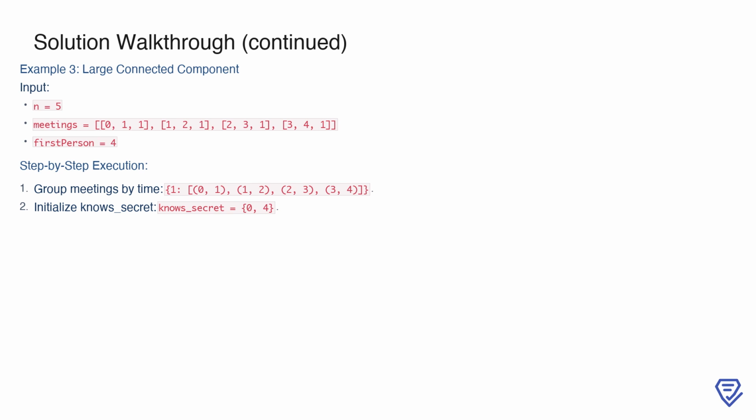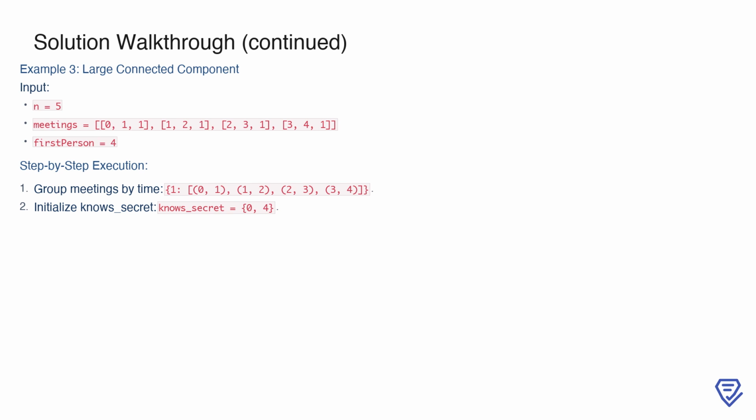Here, there are 5 people, and all the meetings take place at the same time, which is time 1. The meetings connect persons 0 and 1, 1 and 2, 2 and 3, and 3 and 4. This creates a chain-like structure where every person is connected to their immediate neighbors. Initially, the knows_secret set includes persons 0 and 4, because person 0 knows the secret, and the first person is 4.